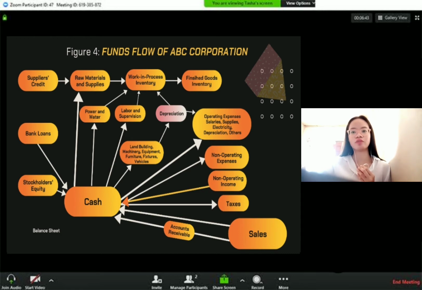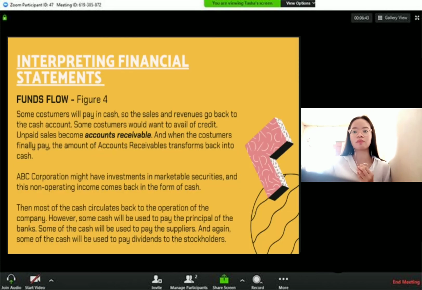However, some cash will be used to pay the principal of the banks. ABC Corporation already paid for the interest payments in a previous transaction. Some of the cash will be used to pay the suppliers, and again, some of the cash will be used to pay dividends to the stockholders. Remember, in the beginning, we said that the agreement between the owners and ABC Corporation is that all profits and losses belong to the stockholders. So a way of repaying the stockholders is to get a portion or all of the profits and pay dividends to the stockholders.